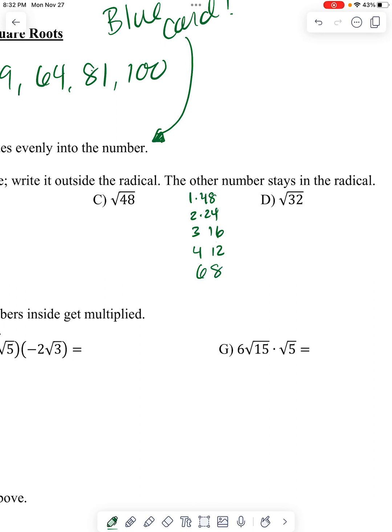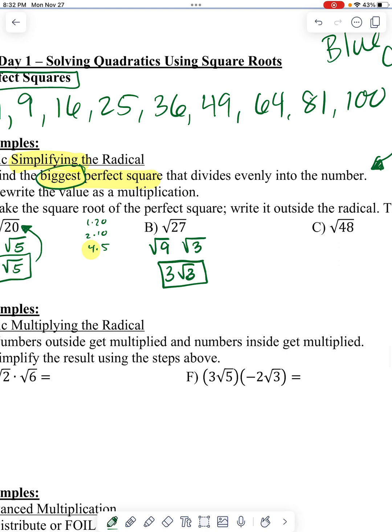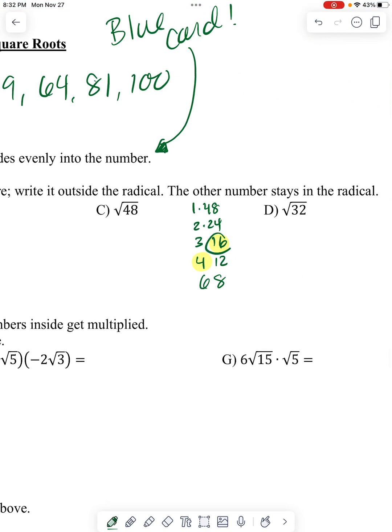So what you're looking for are those numbers from the perfect squares list. 4 is on it, but so is 16, and you always want to pick the biggest one. It says right here, biggest perfect square. So I'm going to pick 16 and 3, because then the 16 comes out as a 4, the 3 is stuck in, and I'm done.